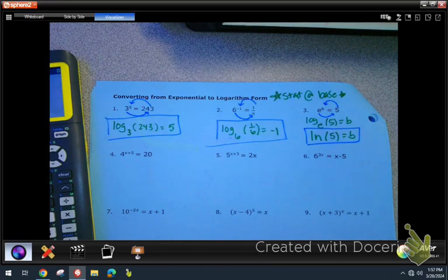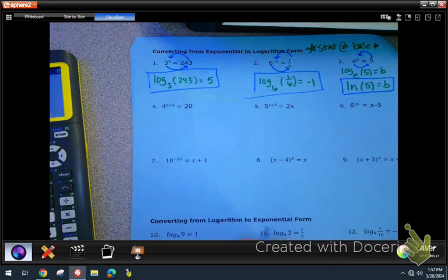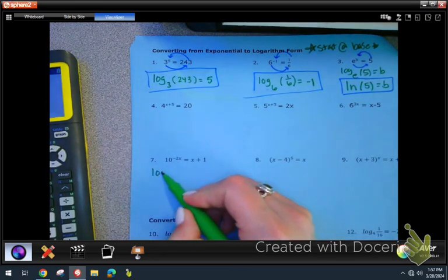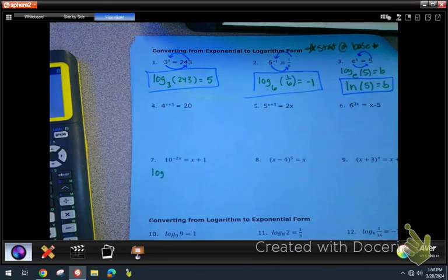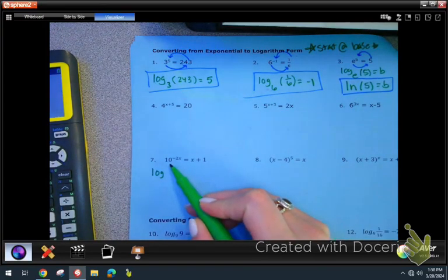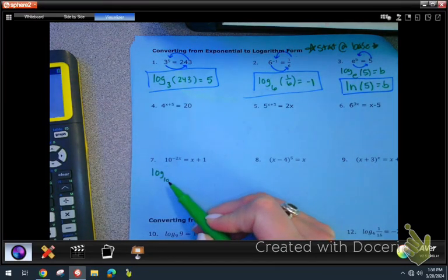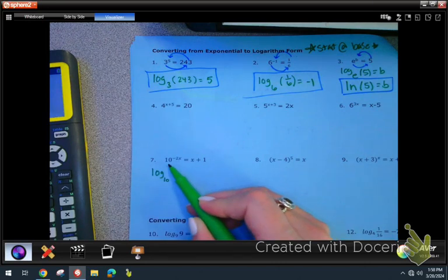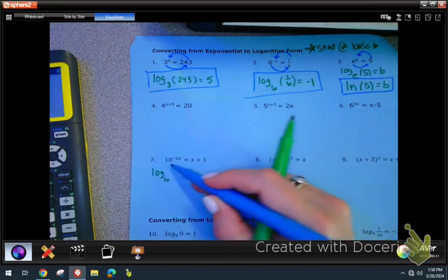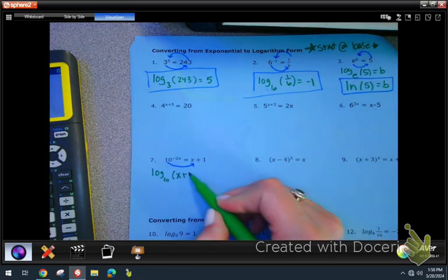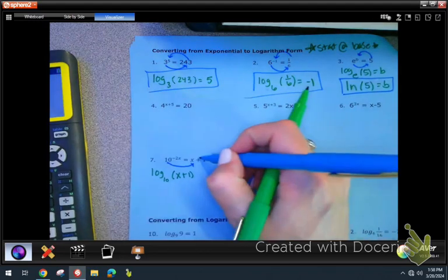Let's look at 7 real quick. Number 7. Again, start with the log. What's the base of your exponential? On number 7, what's the base of your exponential? 10. So what's going to be the base of your log? 10. Again, write it there at the beginning, but am I going to keep it there in my final answer? No. Log base 10 of, what's the argument going to be? X plus 1. Put that in parentheses. And then what is that going to equal to?